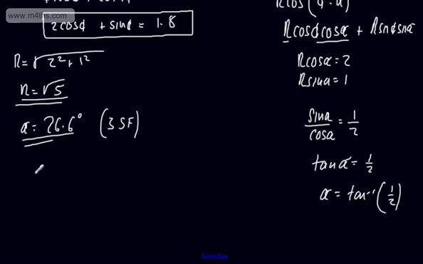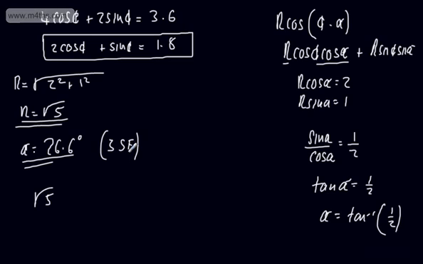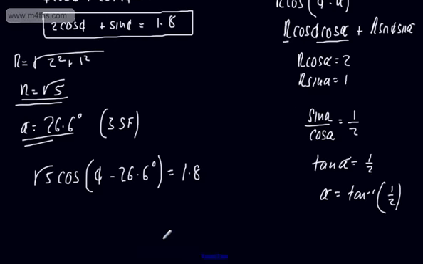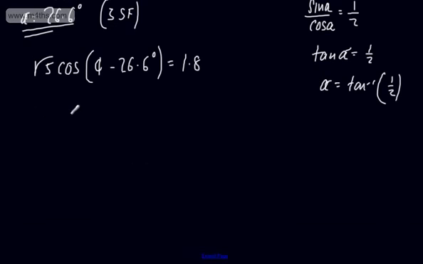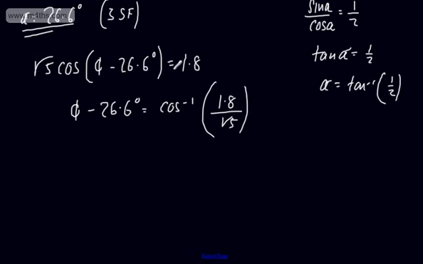So what I can do now is write this as the root of 5. Remember, I've put it in this form right here. We've got the root of 5, and then we're going to have cos of theta minus the 26.6 degrees, which I'm going to store in my calculator, and that's going to be equal to 1.8. So all we need to do is solve for this. Just dividing both sides by root 5 and taking the inverse cos, we can say that theta minus the 26.6, which is stored in my calculator, will be equal to the inverse cosine of 1.8 over root 5. All I've done is divide by root 5 and take the inverse cosine.